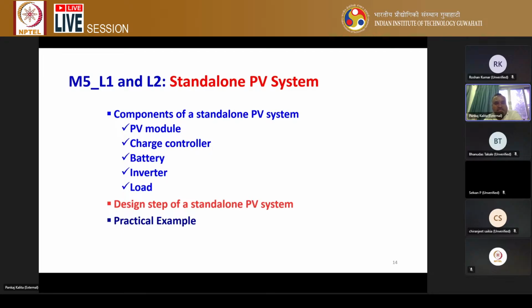And in module 5, primarily we have discussed the standalone PV system, and what are the different components of a standalone PV system. These were extensively discussed, like the PV module, charge controller, what is the function of the charge controller, and what is the function of the battery, inverter, load, and how they are connected, and what are the different design steps of a standalone PV system. And finally, we have solved numerical problems to strengthen the understanding of a standalone system.